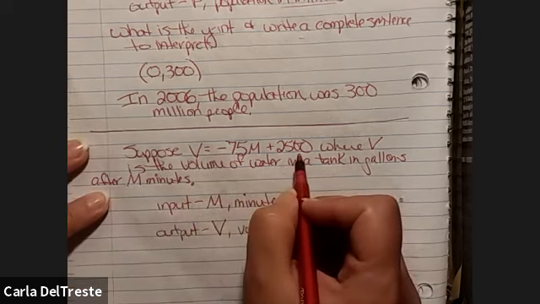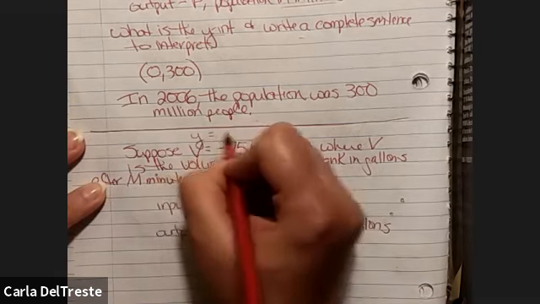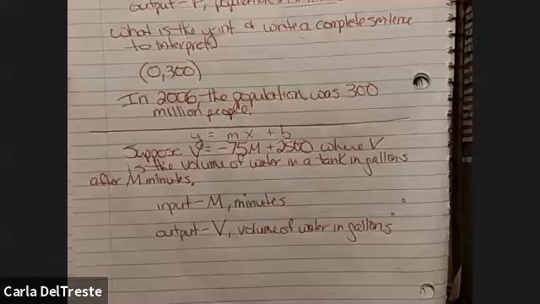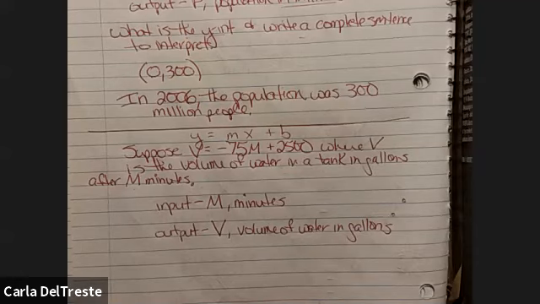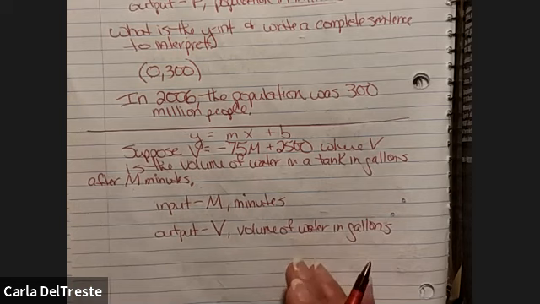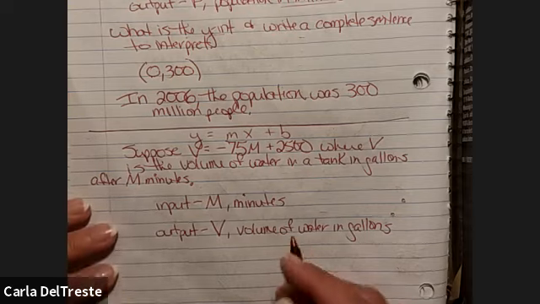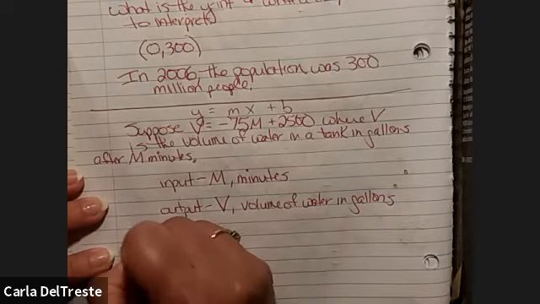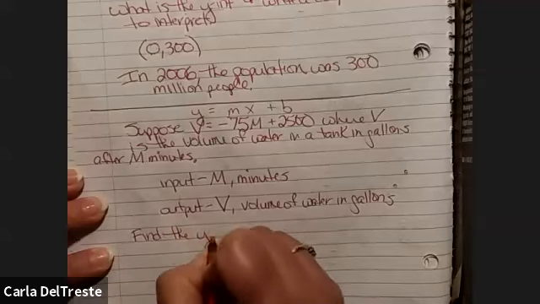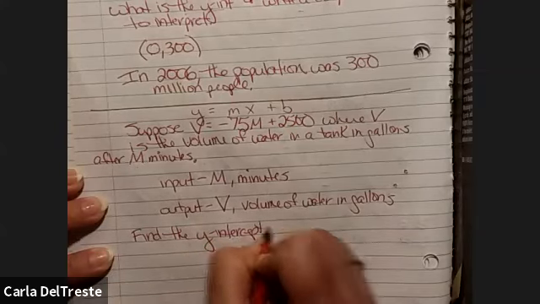This looks like a familiar problem. This looks very much like y equals mx plus b. This looks like a line, like a linear function. So I should be able to pick out some important information. I should be able to pick out the y-intercept. I should be able to pick out the slope. And because this is a word problem, I should be able to interpret both of those things. So the first question is going to be find the y-intercept and interpret.